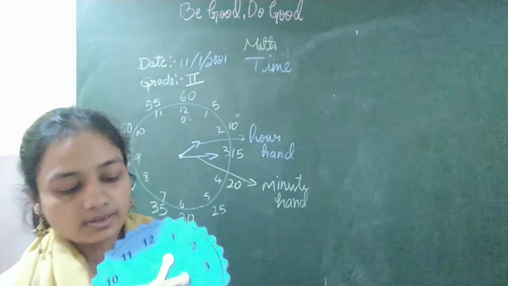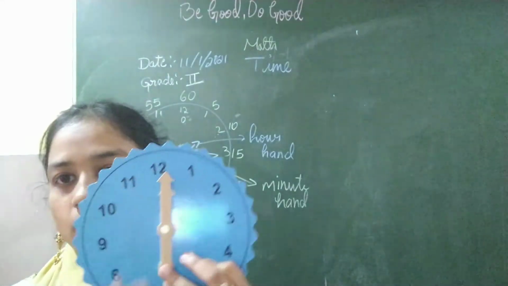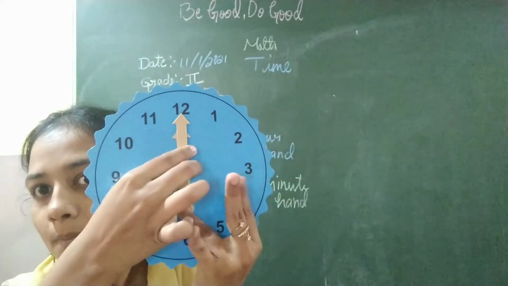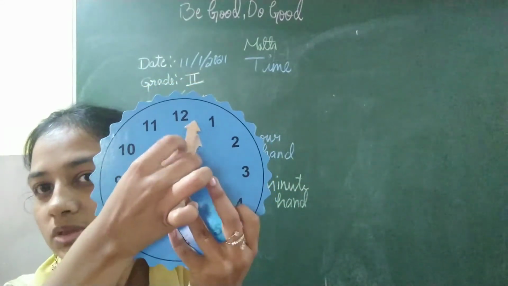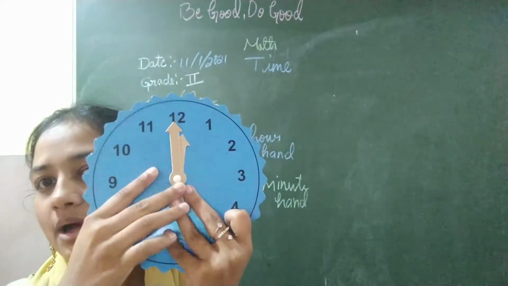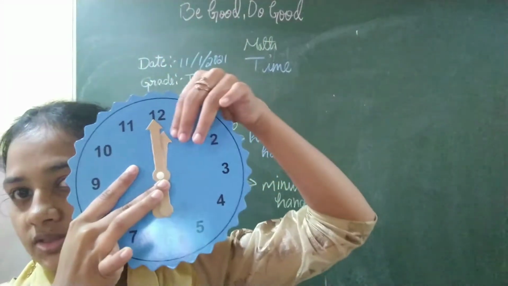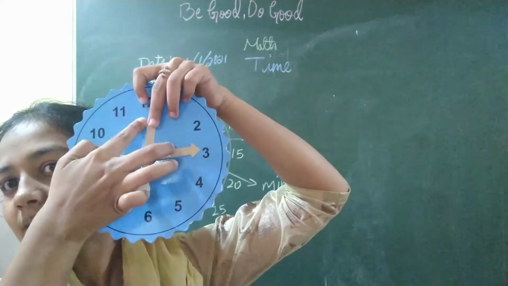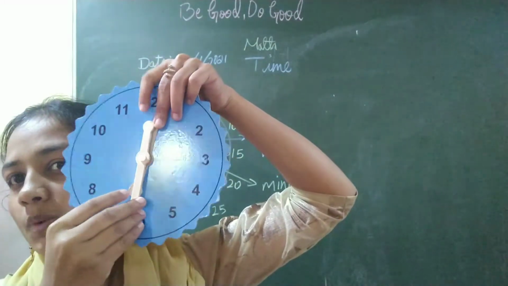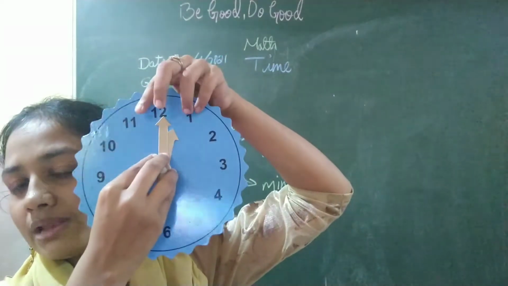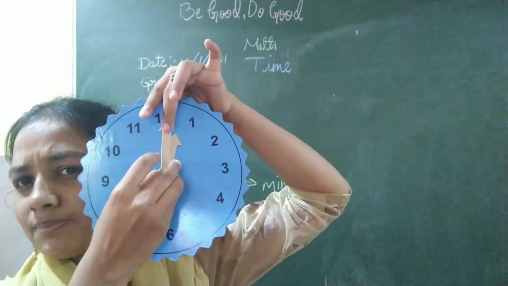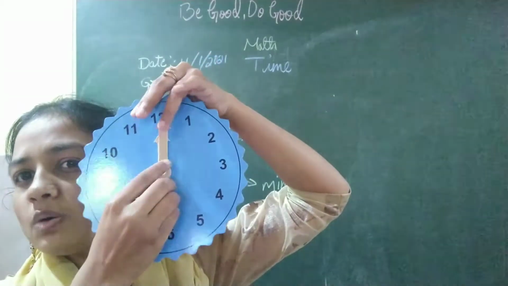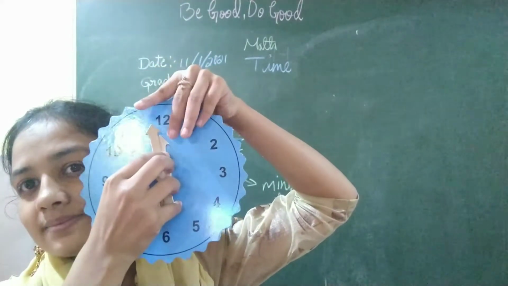See here, both my hands will start from 12 only. Both the hands will start from 12, and they will start going around. My big hand is very fast. It will go fast, finish one round and come back to 12. By the time my big hand finishes one round, my small hand is very slow. It will just go from one number to the next like this.